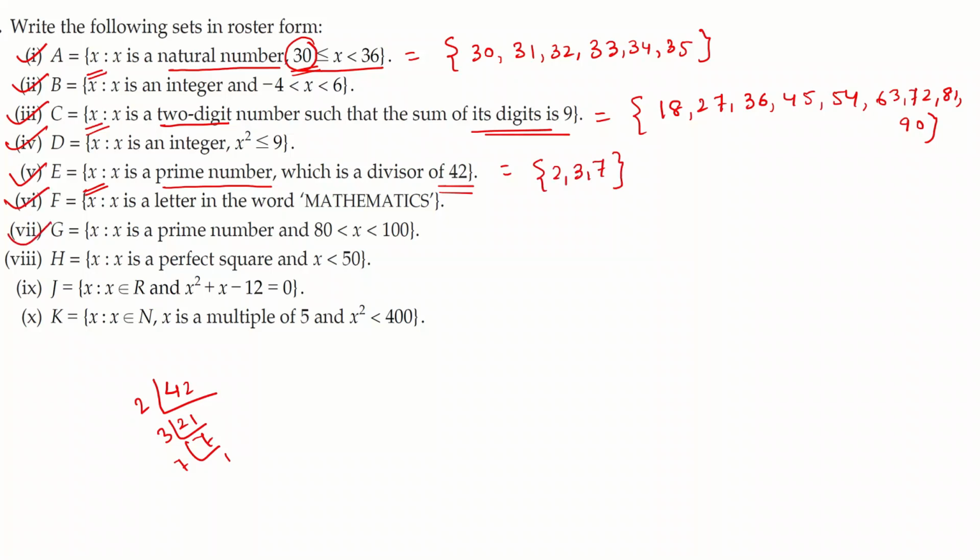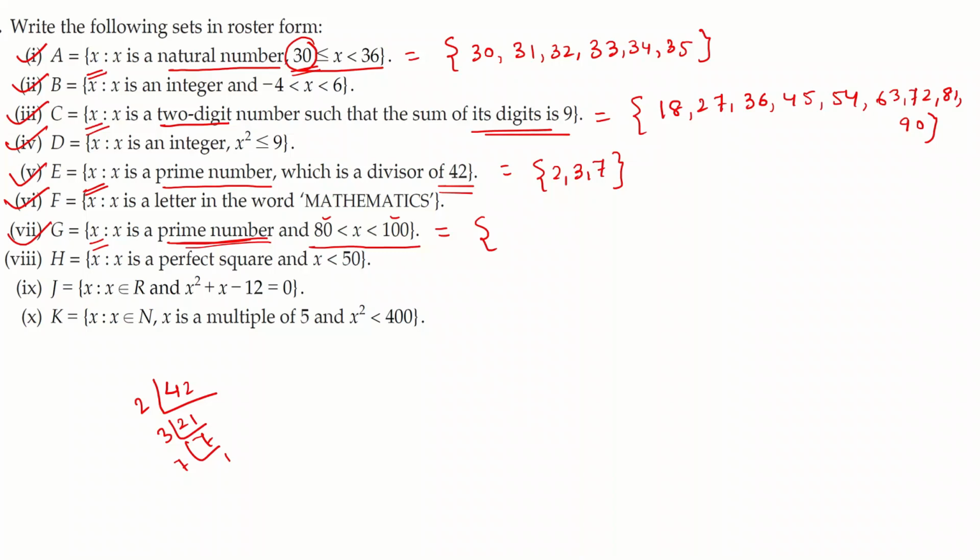Question number 7. G is the set of all those x's where x is a prime number and 80 is less than x less than 100. That means x lies between 80 and 100, both exclusive. So we have to write down all those prime numbers between 80 and 100, both excluded. Of course, some of them are not prime numbers anyway, but you have to think about it a little bit.